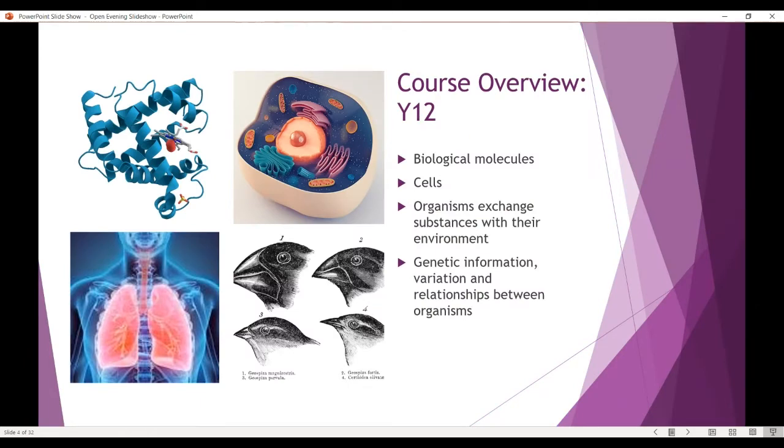The course is broken up into 2 years. In year 12, you'll start off by looking at biological molecules. Then we'll study cells, particularly focusing on the cells of the immune system. Then we look at exchange of substances with their environment, starting with cell transport and moving on to gas exchange in a variety of organisms and transport in organisms. And finally, in year 12, we finish off by starting a view of genetic information, variation, and relationships between organisms.